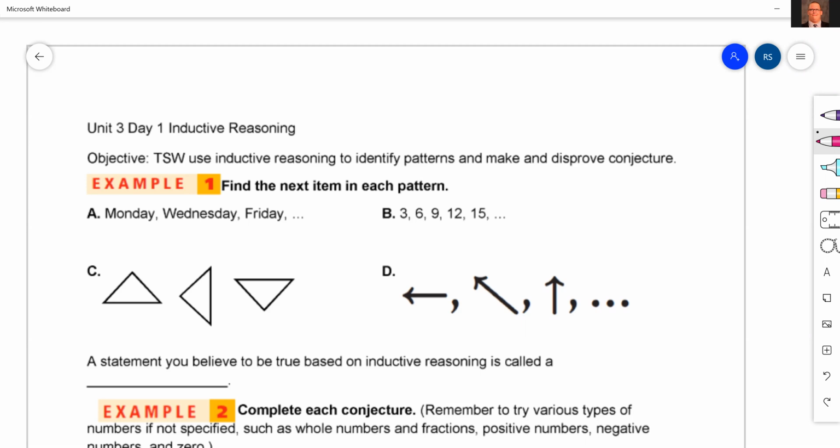Okay, so with that being said, we're going to look at inductive reasoning today to find patterns and then make and disprove conjectures. So y'all have been finding patterns for a while now. I mean, I think you even did it in elementary school. But if we think about this, let's see if we can find the next item in each pattern. So we start at Monday, then we go to Wednesday, then Friday. Looks like we're skipping every other day. So what would be the next day?